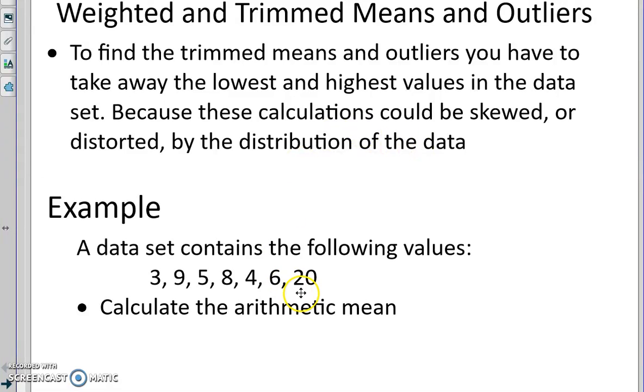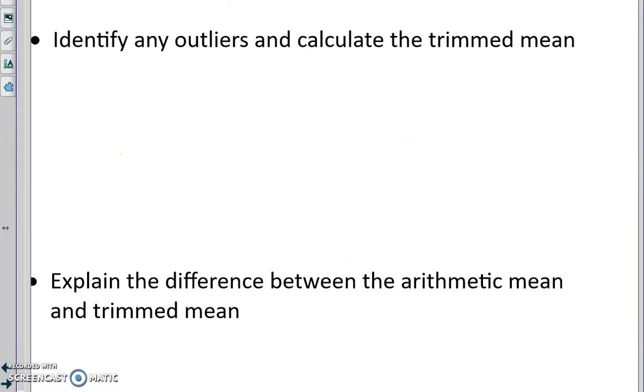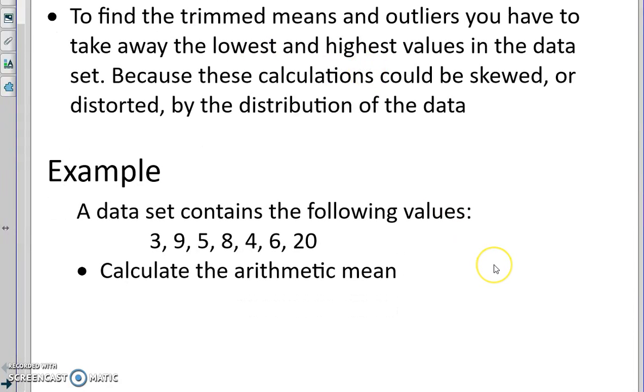Calculate the arithmetic mean. So how do we find the mean of these? How do we do this? Okay, to find the arithmetic mean, you simply add them up, right? Okay, you with me here writing? We're going to add them up. I get 55, right? How do you get 55?